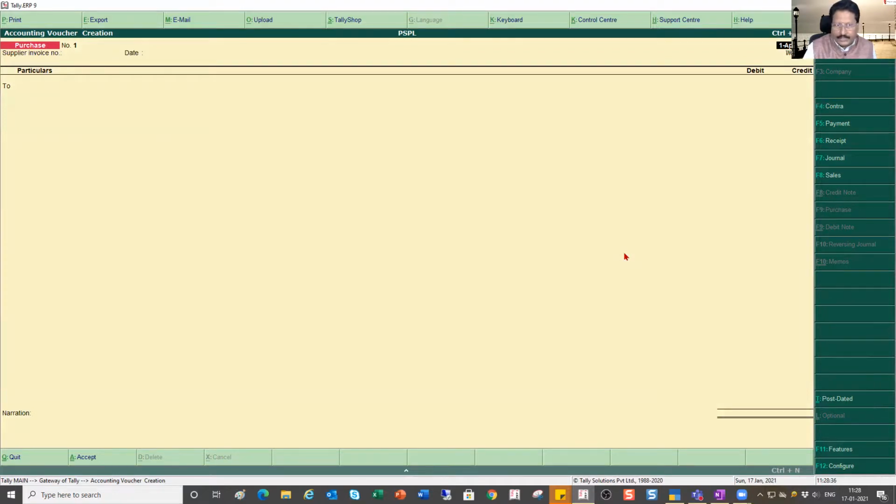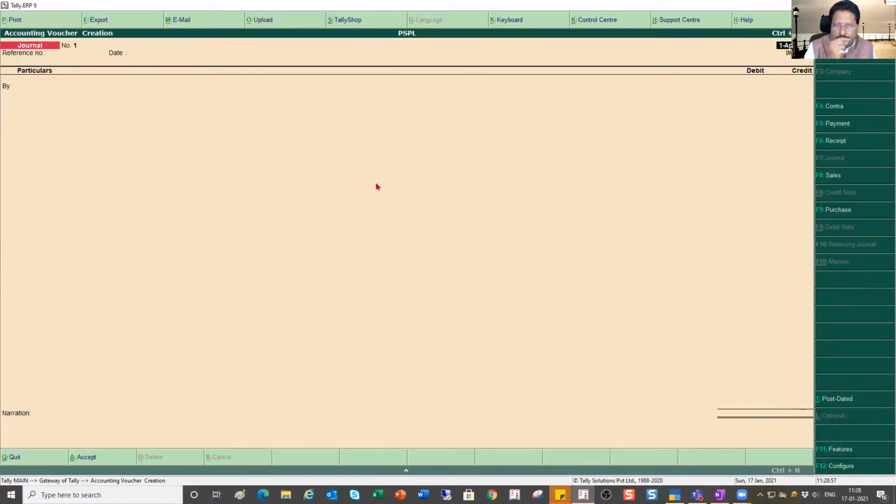Then F9 is your purchase voucher. Then F8 is your sales voucher, so I press F8, and this is my sales voucher. Then F7, which I can also click with my mouse, is my journal voucher. So this is how you can access all these primary voucher types.